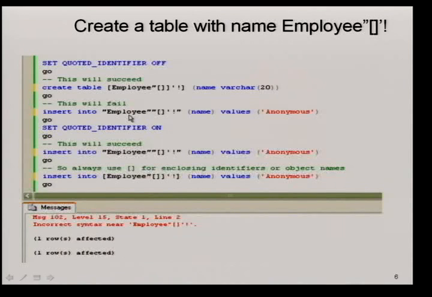But if you try to use double quotes as the delimiters, then it's going to fail, mainly because this setting is off. When you turn on the setting, you can use both of the delimiters. So again, you need to worry about delimiters only when you have special characters or when you're using keywords as your object name.